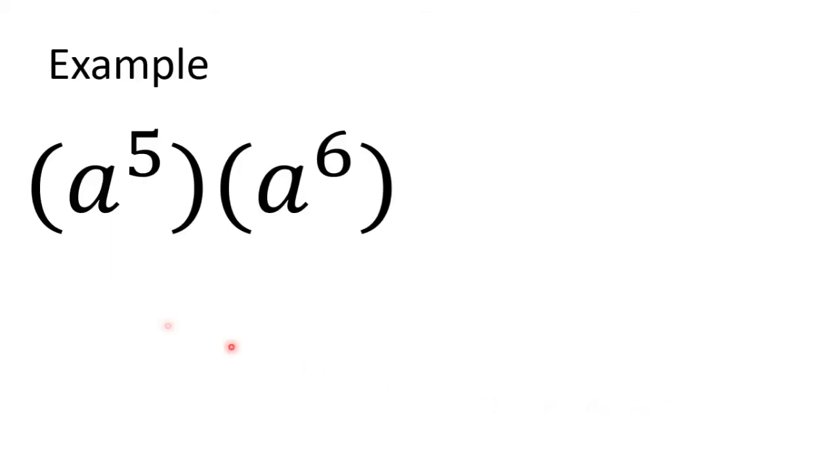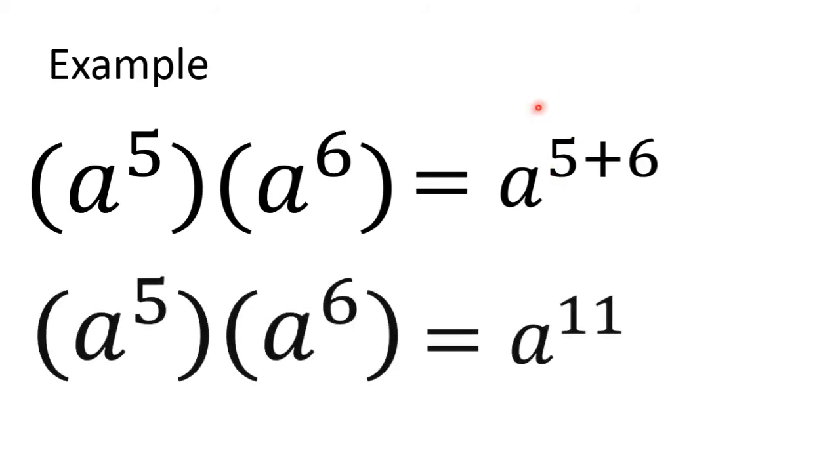For example, a to the power of 5 times a to the power of 6. Since we have the same base, we only copy the base and then add the exponents. So our answer is a to the power of 11.